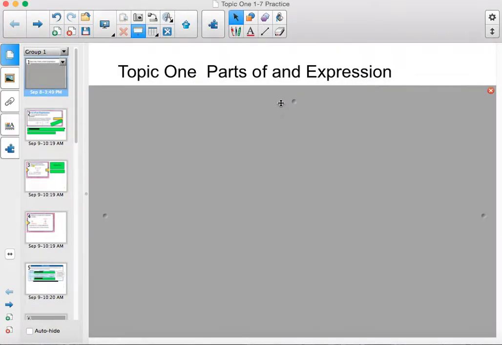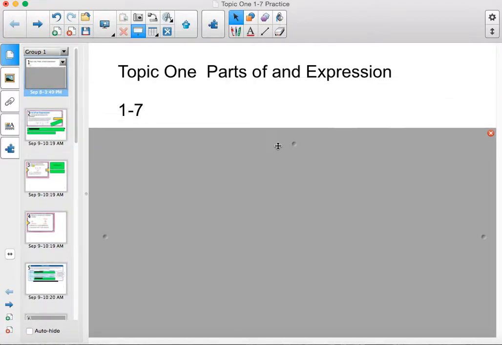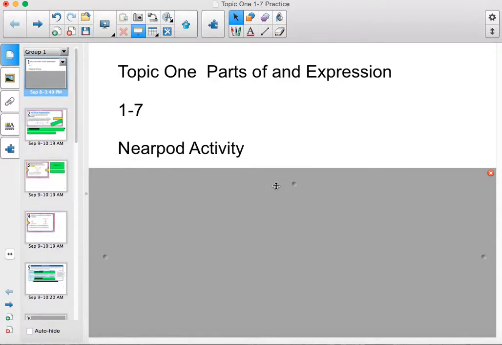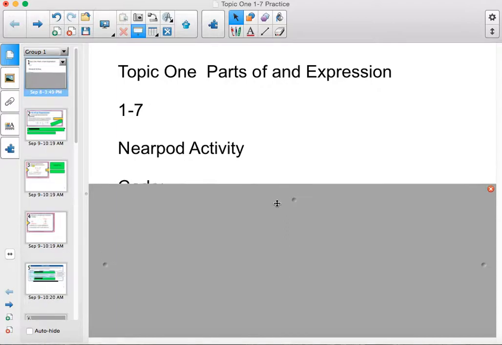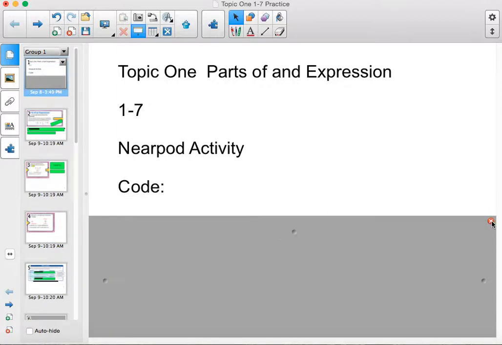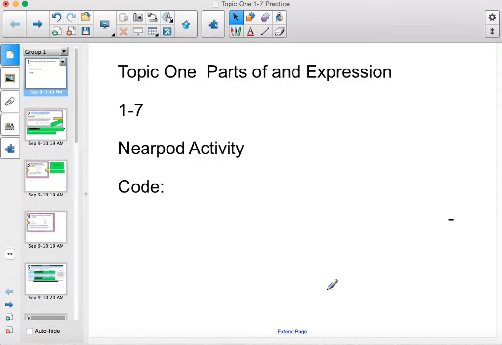Today what we're going to do is cover Topic 1, Parts of an Expression, which will be found in your book in Lesson 7. We're also going to be doing a Nearpod activity as we do this, and when the code is established, I will give you that code. So we're going to begin with our Nearpod activity.